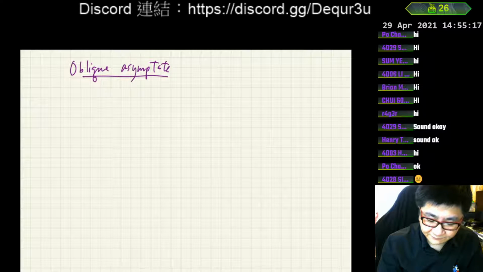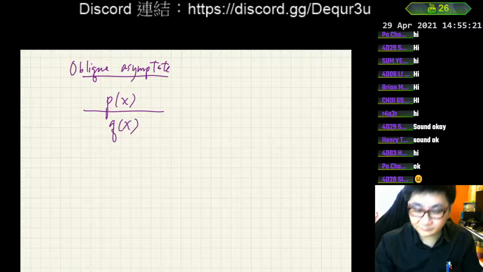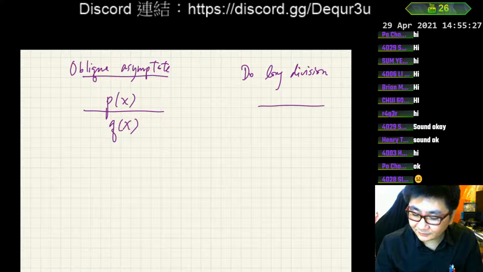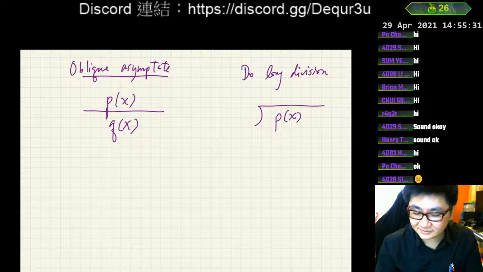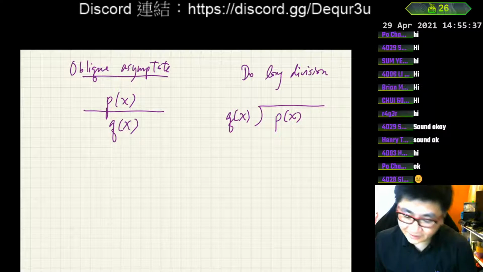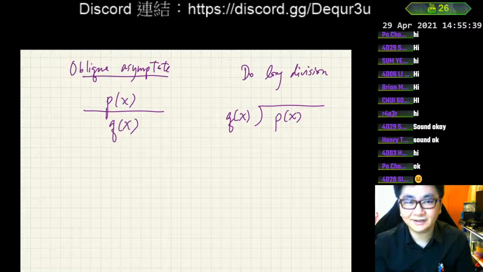So if the function is p(x) over q(x), then we do long division, same as before. From the long division, as usual, we put the p(x) inside and the q(x) outside. Anyway, small letter and capital letter, we can distinguish it.